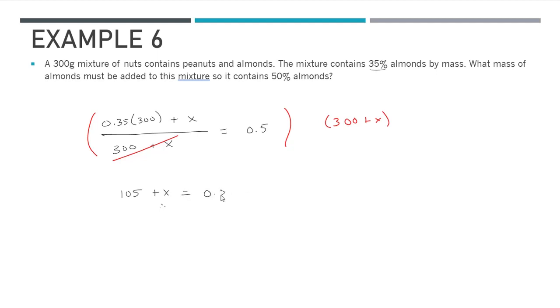And on our right side, there's nothing to cancel out. So we're just left with the 0.5 times 300. I'll distribute that 0.5. So I get 150 plus 0.5x. I'll subtract 0.5x off of both sides. So I'm just left with 0.5x. And then I'll subtract 105 off both sides. So I get 45. Divide both sides by 0.5. So I get x is 90. So I need to add 90 grams of almonds to make my mixture 50% almonds.